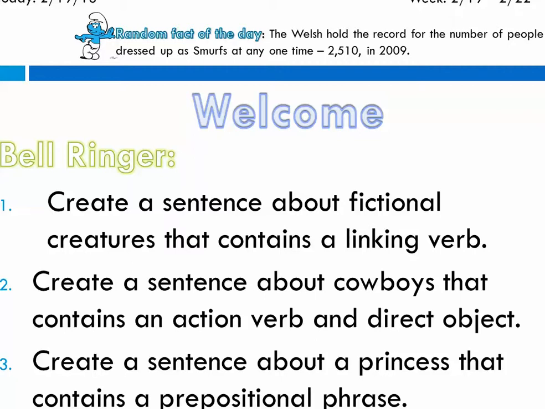The next sentence, create a sentence about cowboys that contains an action verb and a direct object. Really simple version, the cowboy rode the horse. You have an action verb rode and a horse receiving that action of the riding. Third thing was create a sentence about a princess that contains a prepositional phrase. The princess lived in the castle. Very simple. These shouldn't be too complicated, but we're warming up while practicing parts of sentence, which is where we're at now in this portion of our grammar unit.